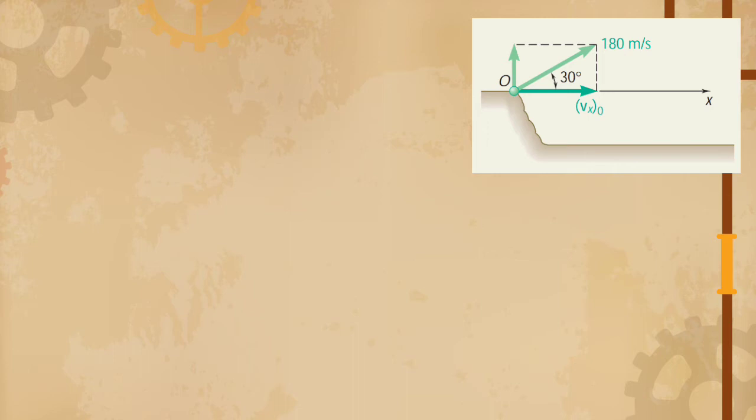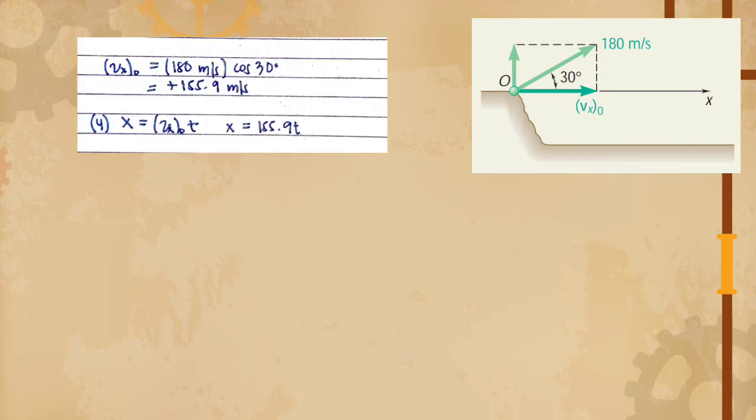For the horizontal motion using uniform motion, choosing the positive sense of the x-axis to the right, we have v sub x initial is equal to 180 meters per second times cos 30 degrees, which is equal to positive 155.9 meters per second. Substituting into the equation of uniform motion, we obtain x is equal to v sub x initial times t, which results in x is equal to 155.9 times t, which is also our equation 4.